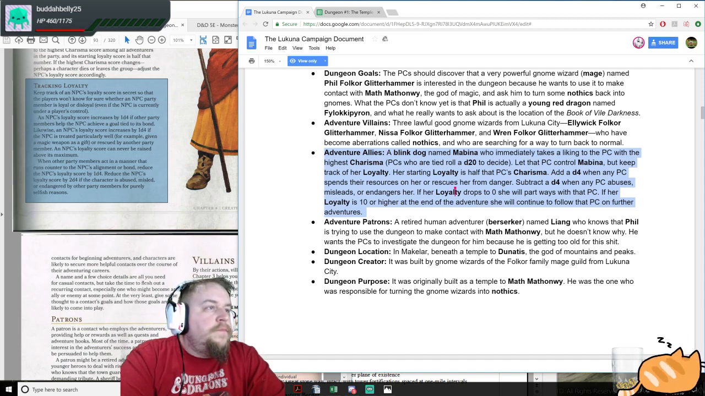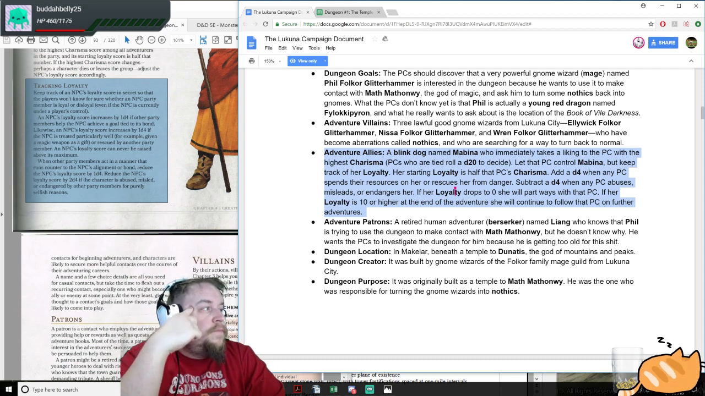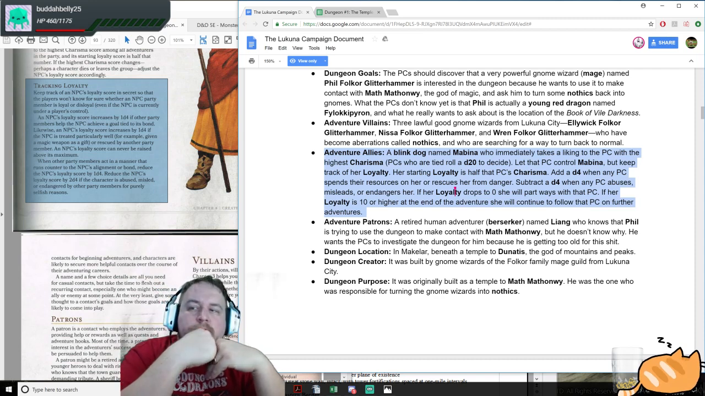Oh yeah, and if the PCs rescue her from danger instead of endangering her, that's also a d4. So the rule here is if her loyalty drops to 0, she leaves the party. Kind of like if your approval rating drops to 0 in Dragon Age, you lose your companion. And if her loyalty is 10 or higher at the end of the adventure, basically when everything in the dungeon is resolved, she will continue to follow that PC on further adventures instead of returning to Lane.